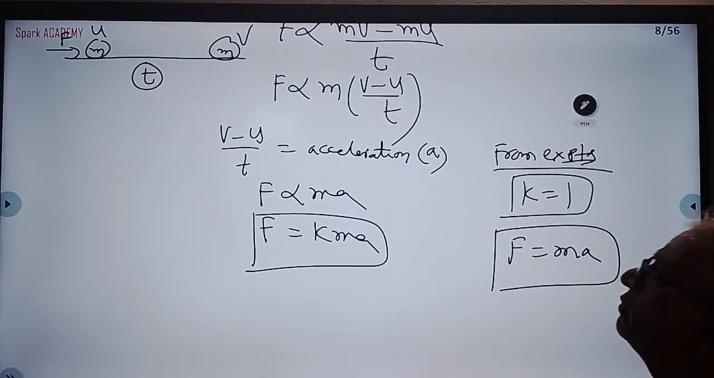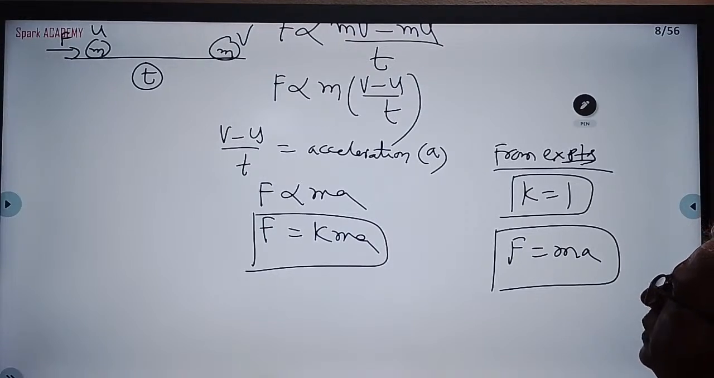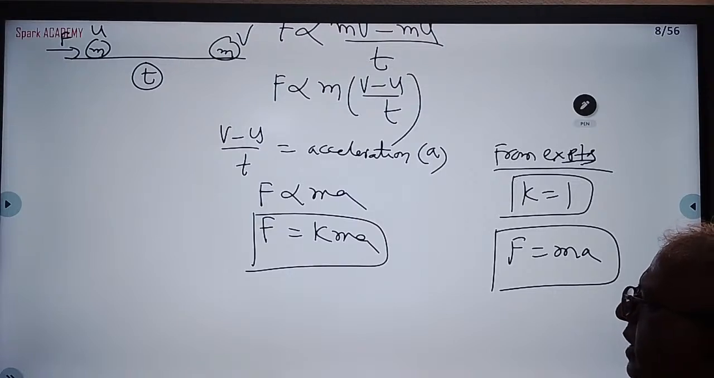This is the way you derive F is equal to ma. Or one more method: F is proportional to delta P by delta T, where P is momentum. You can write it like that also. But this question is very rarely coming. Previous years, before 2017 or 2018, they used to ask this one. But nowadays they are asking many questions on friction, which I already completed.